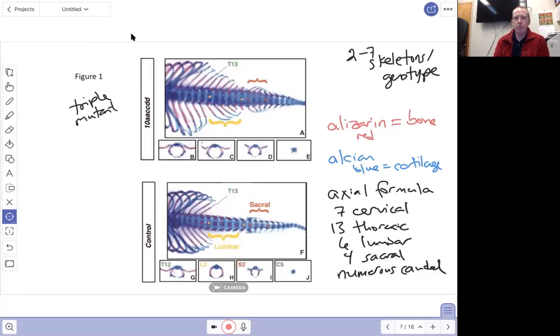So basically, these mice look different. The mutant is different from the control mouse, and it's growing some rib processes, and it's missing a type of vertebra. So it seems like the axial formula has been screwed up in this mouse.